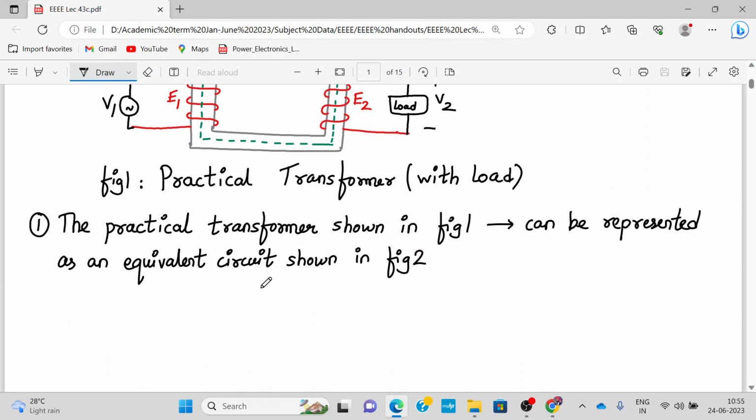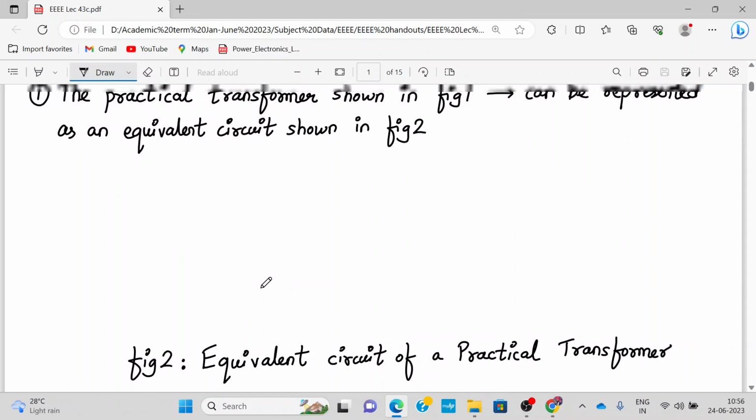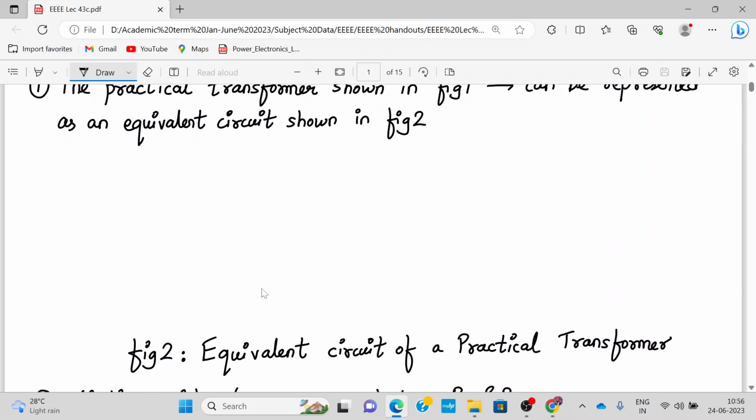Now that can be represented as an equivalent circuit. So let's draw the equivalent circuit of a practical transformer. A transformer will consist of primary winding resistance R1 and leakage reactance X1. And then remember, last time we discussed the no load current I naught. That is due to two current components, right? IW and I mu. Let me redraw this.